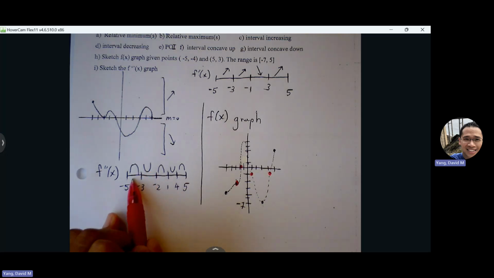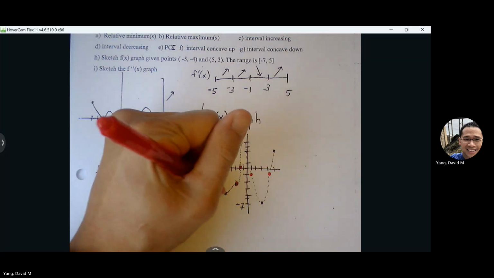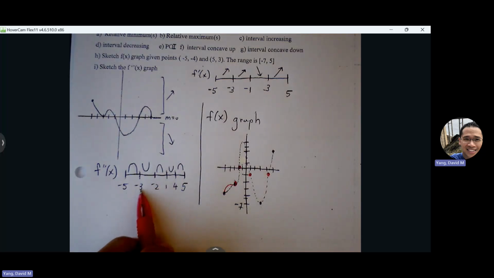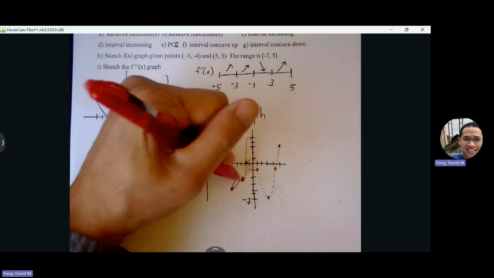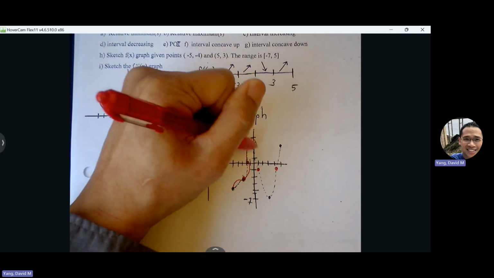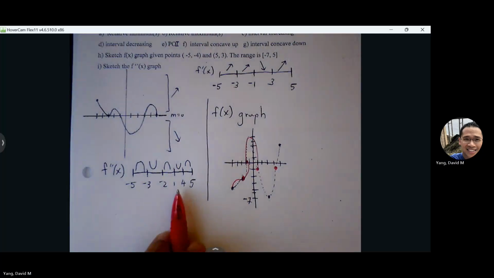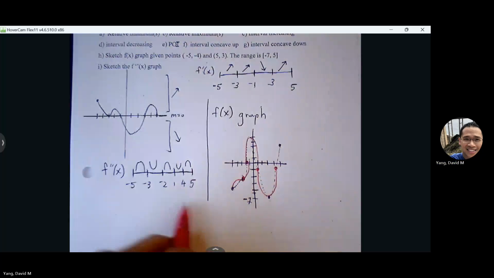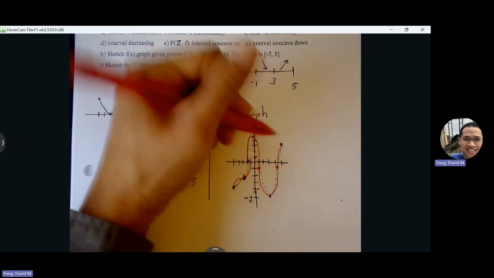So I'm going to start with concave down. Then from this dot to next dot, I'll do concave up. -2 to 1, make it concave down. 1 to 4, concave up. 4 to 5, concave down.